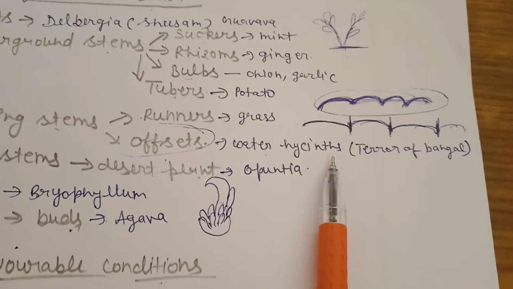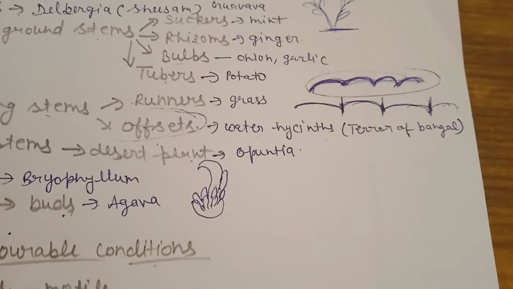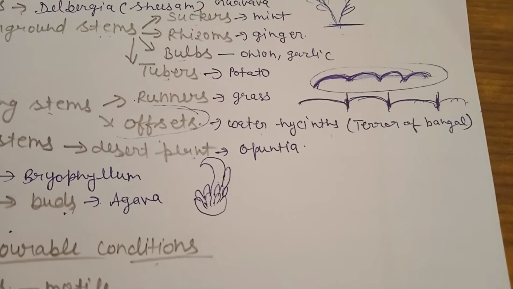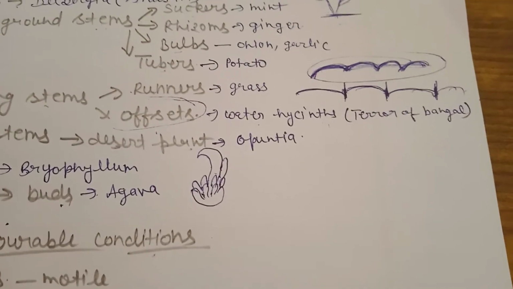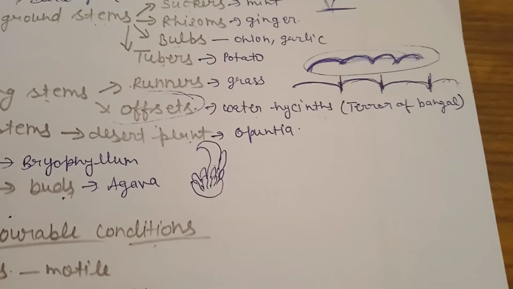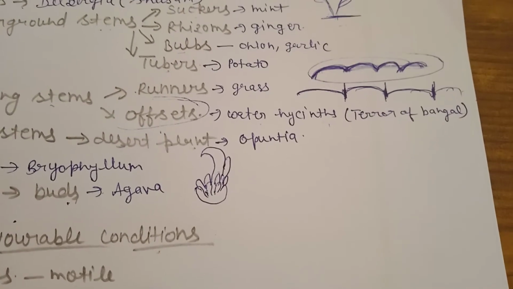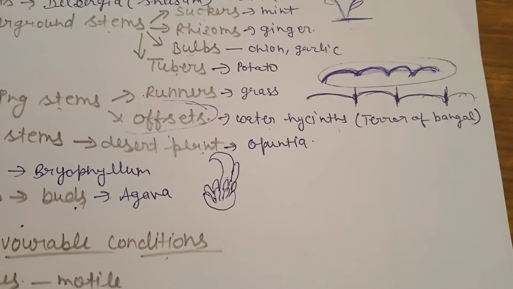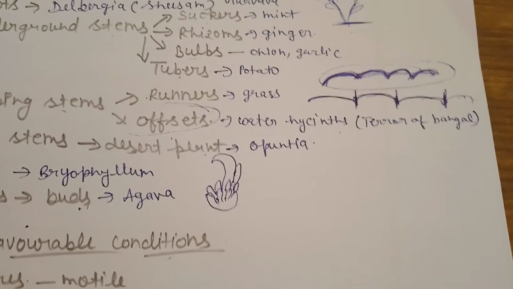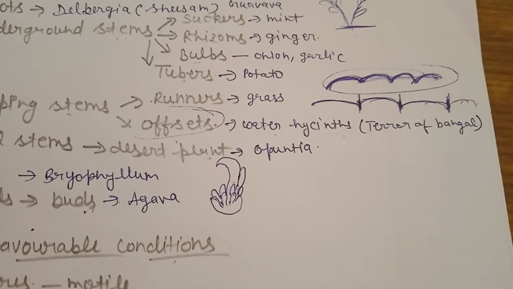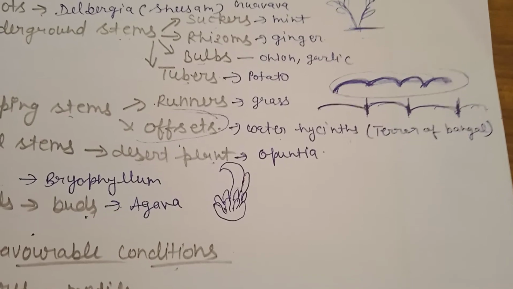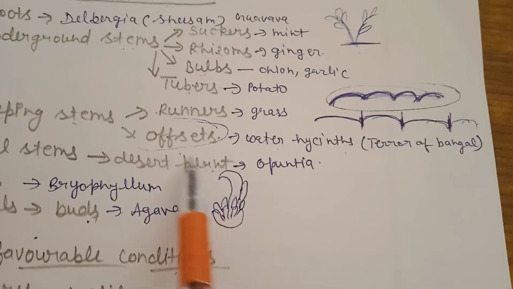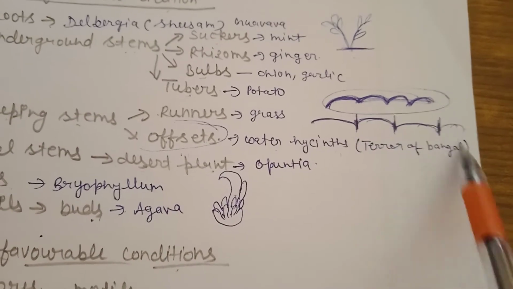What is water hyacinth? Water hyacinth is known as the terror of Bengal. Why? Because since a very early time, water hyacinth has been an invasive weed and it grows very rapidly. But it is a very attractive plant. It attracts everyone because the flowers are very beautiful. After some time we got to know that water hyacinth is very dangerous. Why? Because it grows rapidly in a water body.